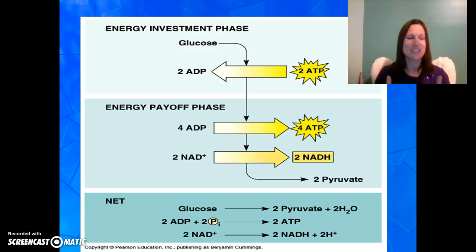That's it. You just need to know what goes in, what comes out, and that it happens in the cytoplasm. And the purpose of it all is to take that glucose molecule and break it down to pyruvate so that we can head into the next cycle, which is citric acid.